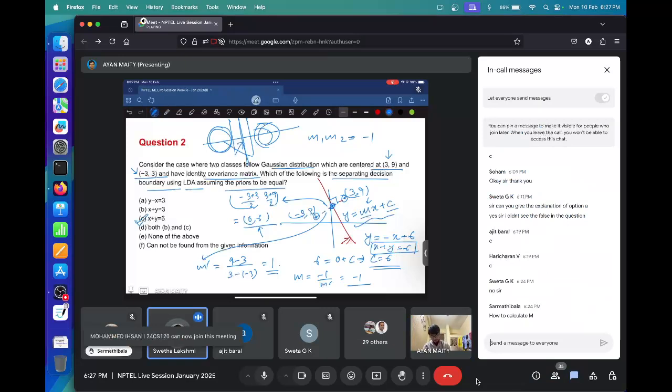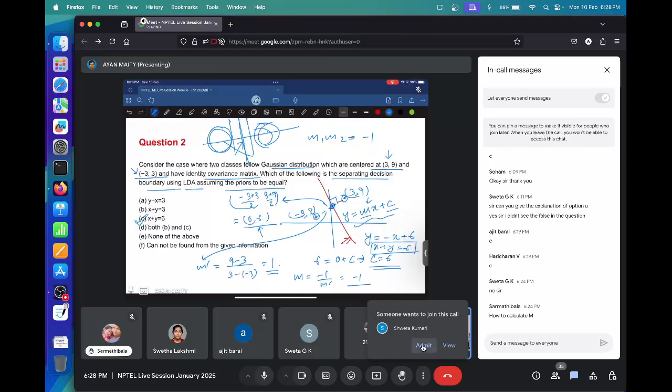Where does it come in the plot, or how do we know about the priors from this diagram? From the diagram you cannot know. Prior basically means what fraction of points belong to a certain class. So if both the classes have 50% points, in that case the priors are equal. And if some class is skewed, I mean some class contains 90% of points, other class contains 10%, then the decision boundary would change accordingly. But here priors are the same, so the decision boundary would go through the middle.